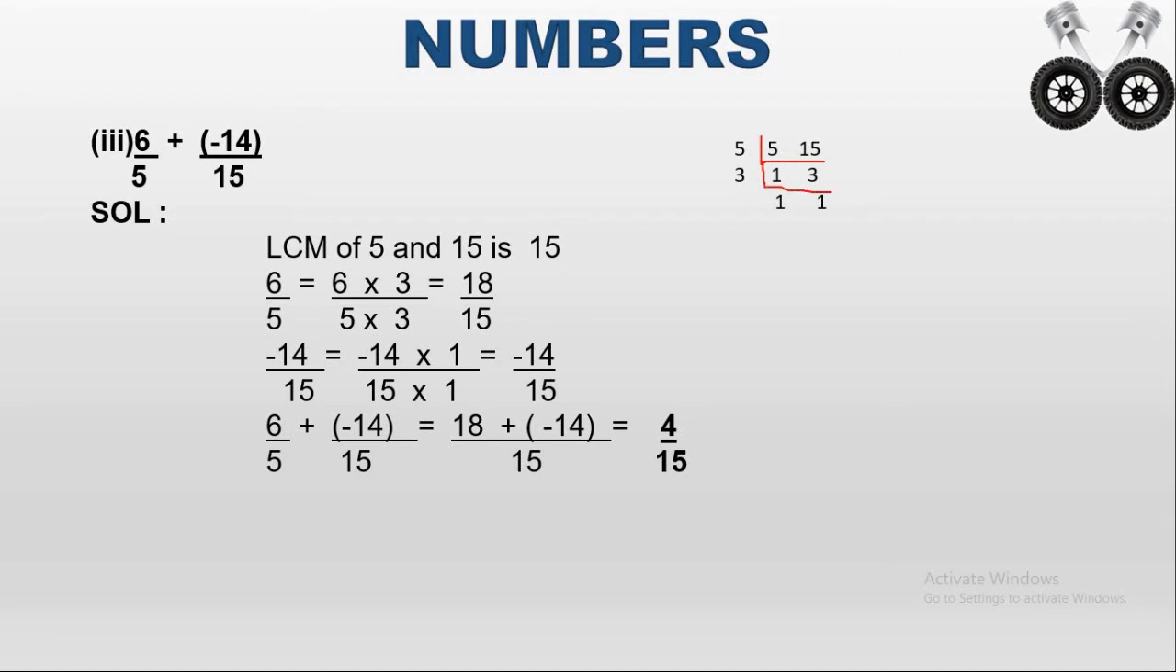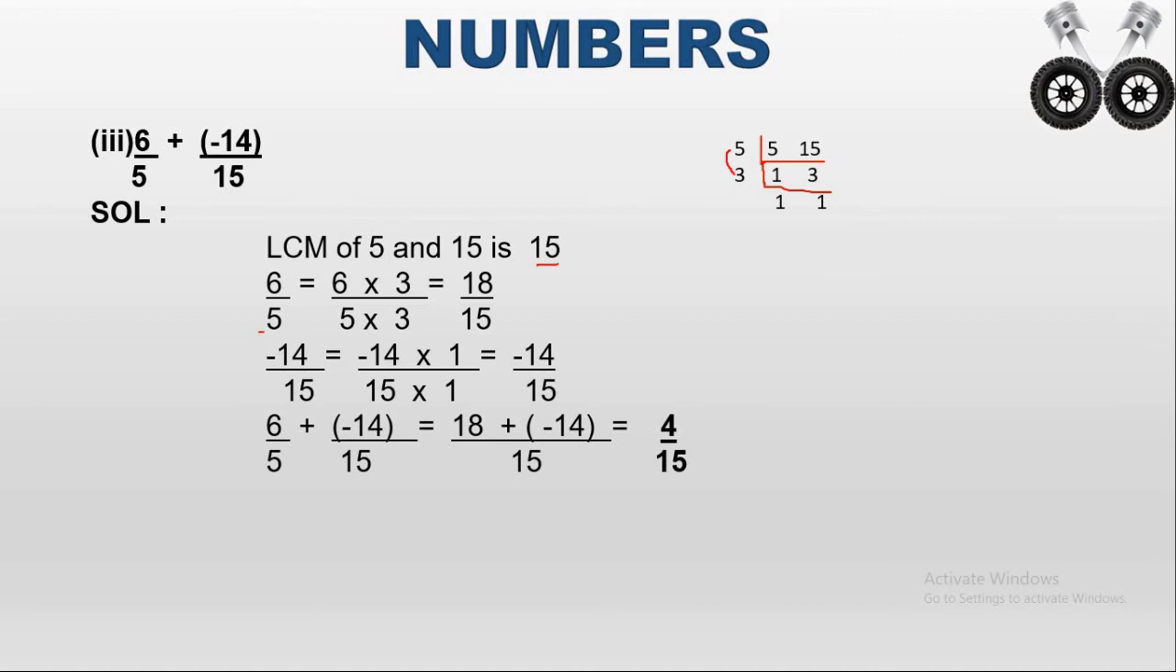Next we have to find the factor for 3. The factor for 3 is 3 itself. So 1 3s are 3. So now we have to multiply 5 into 3. 5 into 3 is 15. Therefore the LCM for 5 and 15 is 15 itself.